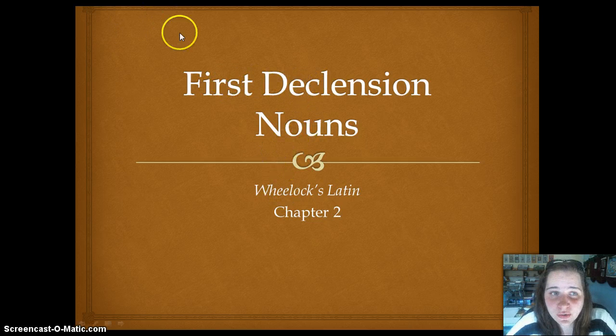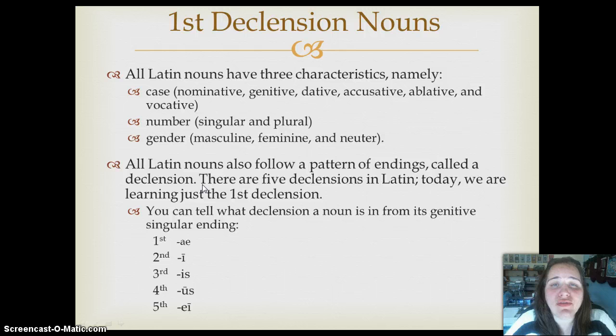So this is chapter 2 of Wheelock's Latin. So let me review some things about nouns. First and foremost, Latin nouns have case, number, and gender, right? The gender can be masculine, feminine, or neuter. They can be singular or plural.